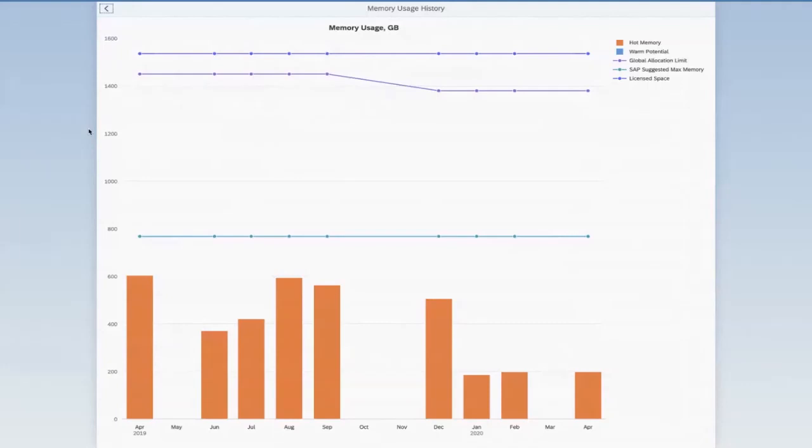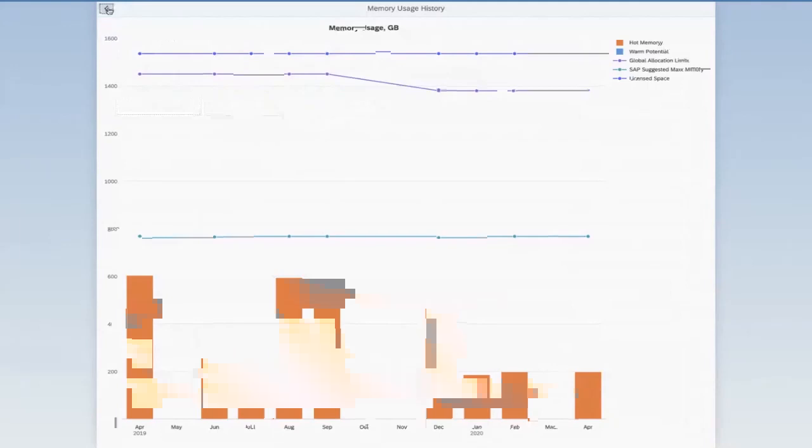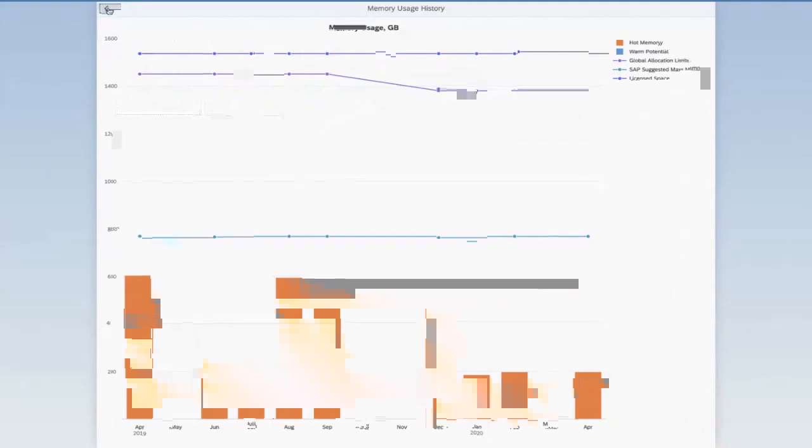Now, there's a couple of other measures on the screen here. The one that I do want to mention is the SAP suggested max memory, which is the 50% limit, where you basically want to stay below so that you can keep the rest of your system available for all the calculation that it needs to run.